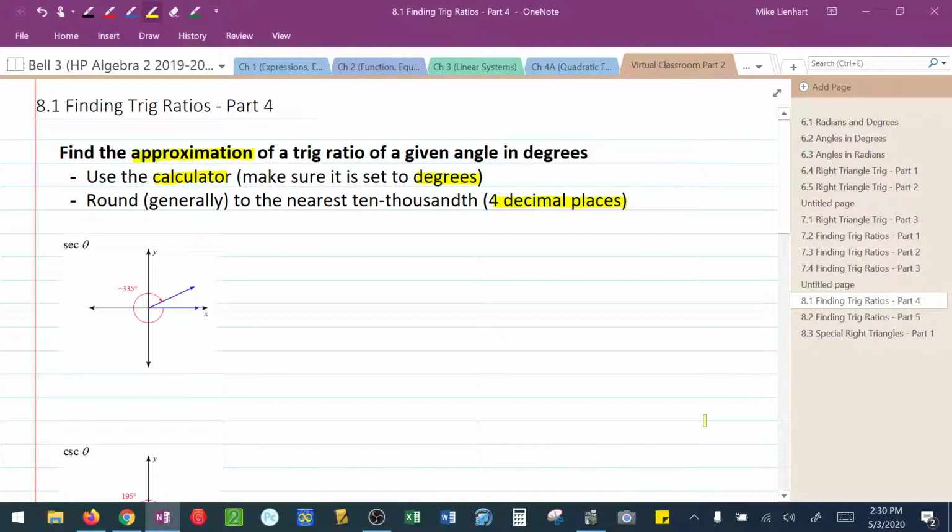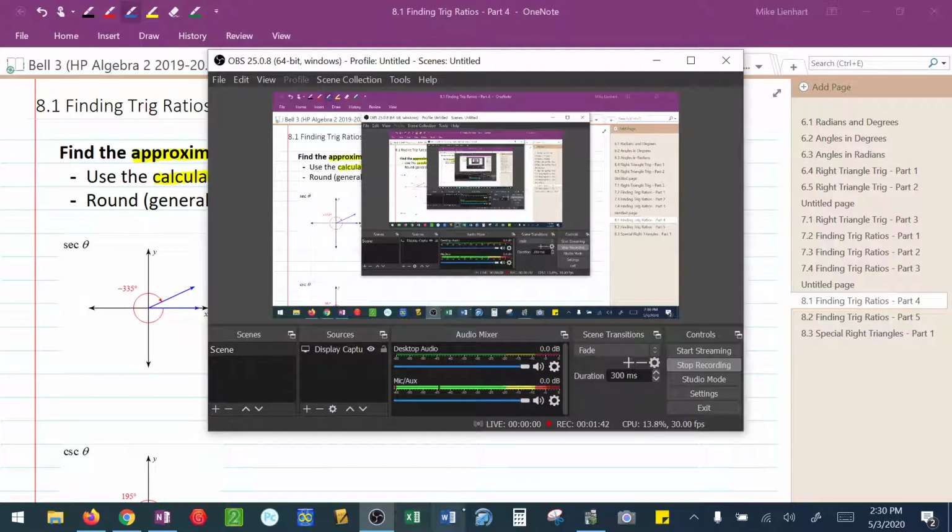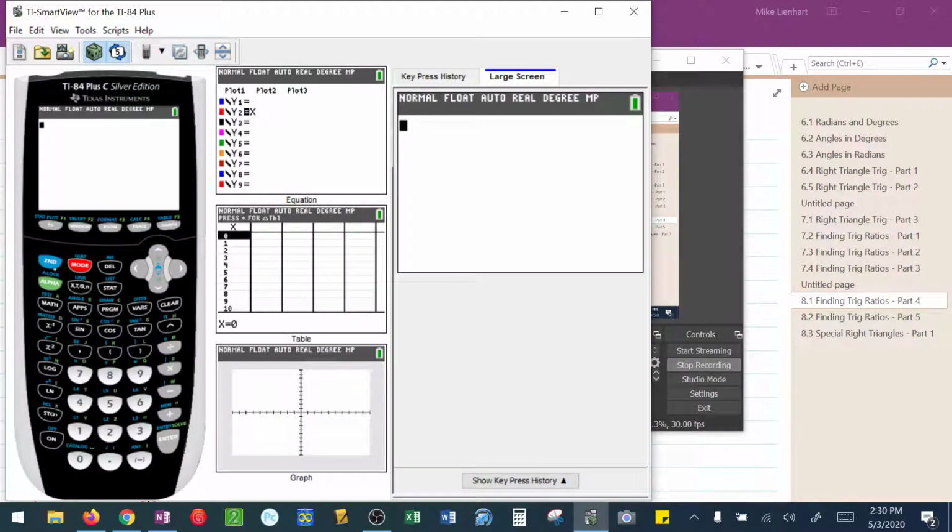But even in this first question here, it's asking us to find the secant of negative 335 degrees. Well, in order to be able to do this, I have to understand what secant is really saying. It's the reciprocal function for cosine. So I know that this is really the same as 1 over the cosine of negative 335 degrees. Now I can enter that into my calculator. Wrong button. There we go. And I would take 1 divided by the cosine.